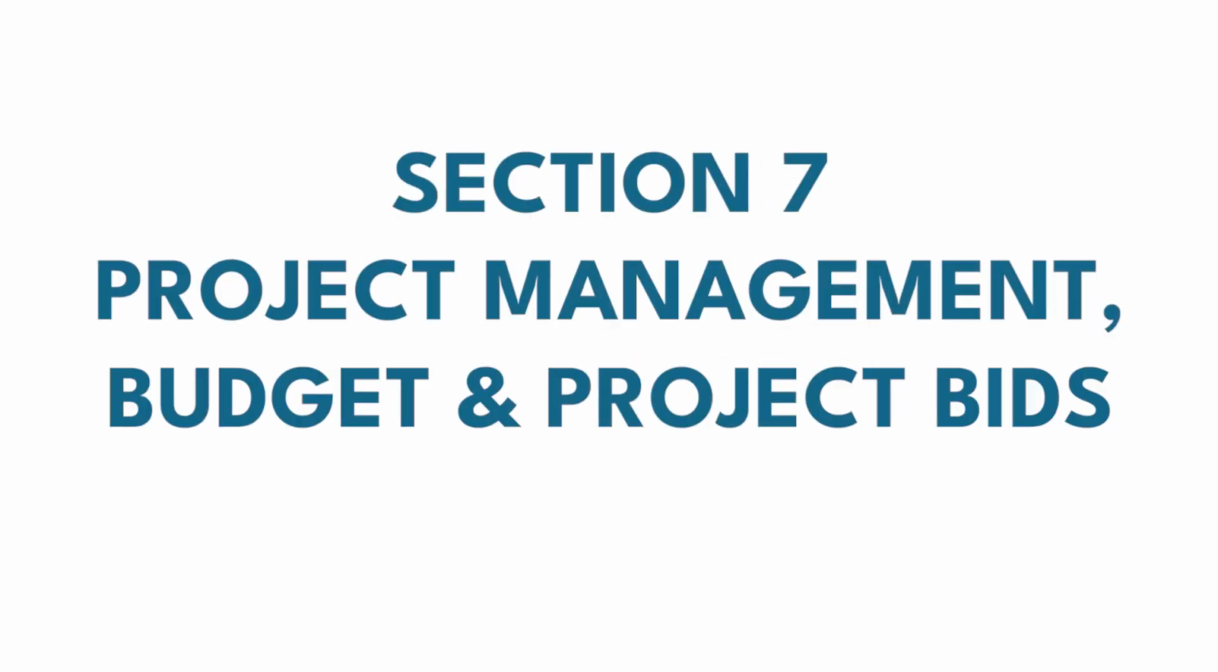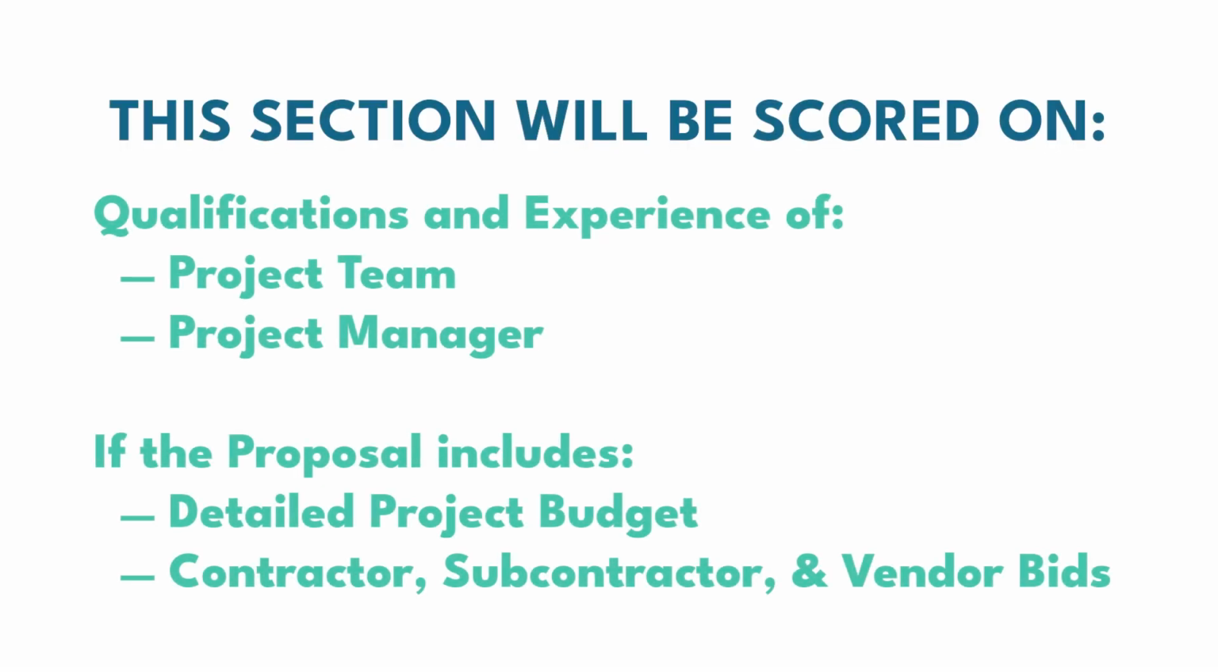Section 7. Project Management, Budget, and Project Bids. This section asks about the qualifications and experience of the project team, project manager, and if the proposal includes a detailed project budget that includes contractor, subcontractor, and vendor bids.